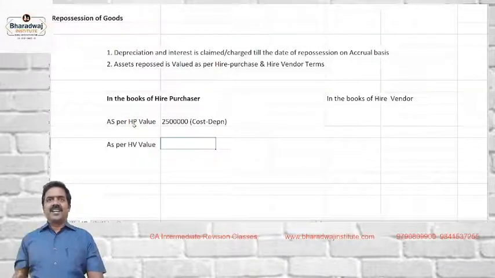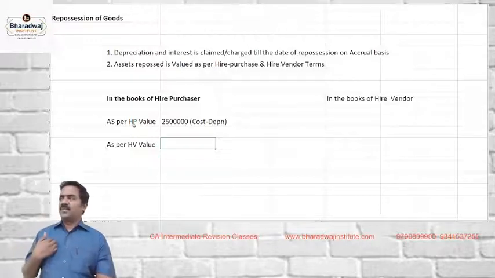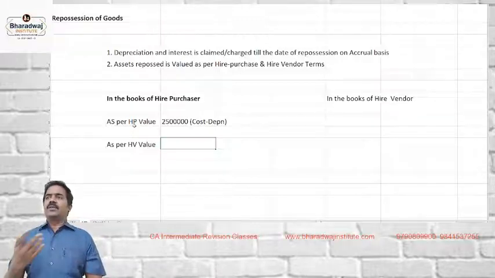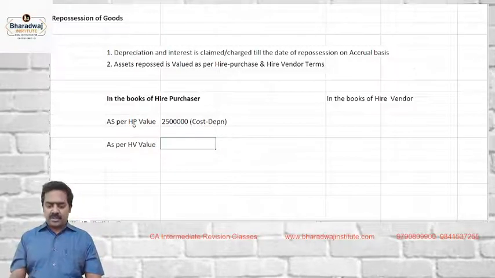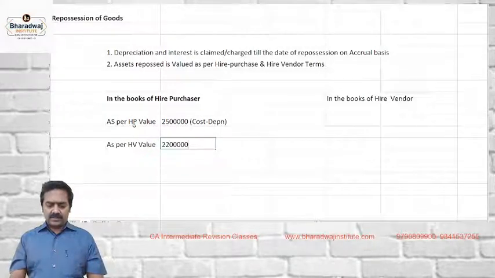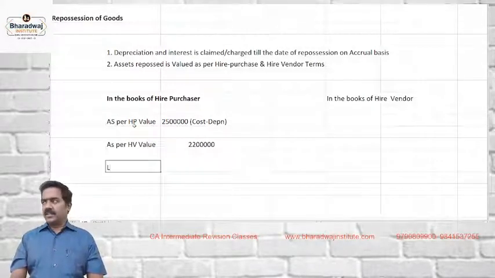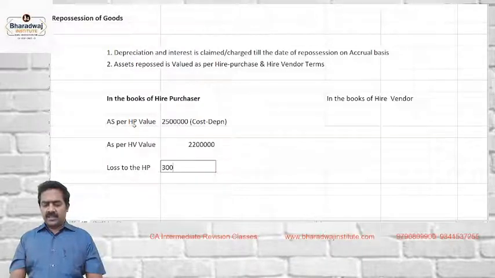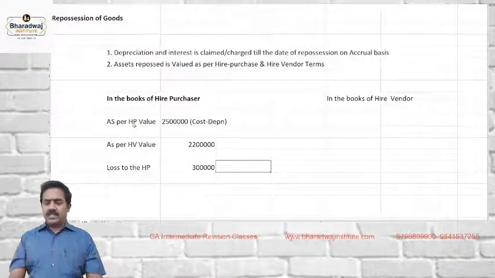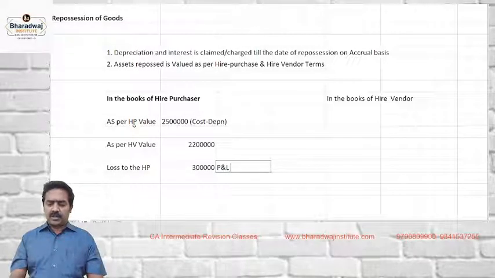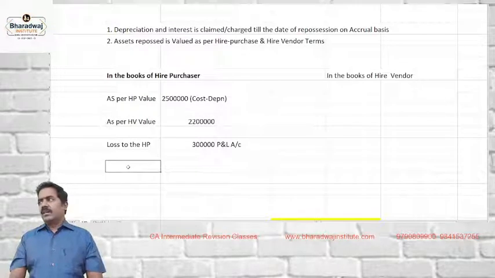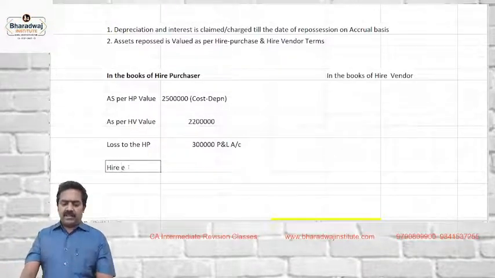Will the vendor take over the asset at a higher value or lower value? Lower value only. My value is 25 lakhs; another value may not be accepted. Let us assume he valued the assets by applying his own depreciation. It comes to 22 lakhs. What is the loss to the hire purchaser? 3 lakhs. This will be recognized in the P&L account. The journal entry will be like: debit the receiver, hire vendor account.